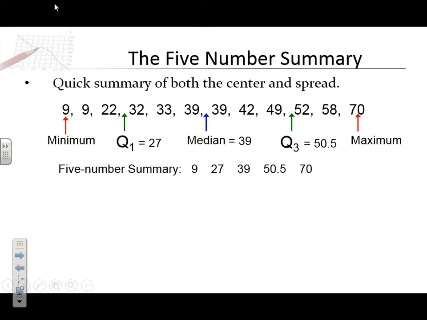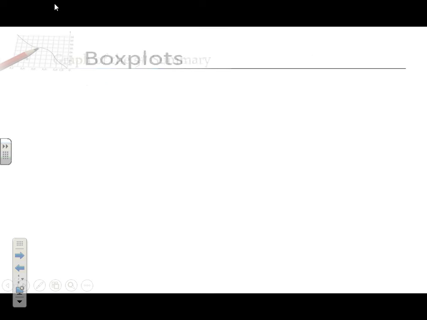So minimum of 9, then 27, 39, 50.5, and 70. And they should know that those numbers go in order of minimum first, quartile 1, median, quartile 3, and then maximum. So when you report your 5-number summary, this is the way I want you to do it. Just list the 5 numbers, keep enough space in between them that you can tell they're completely separate entries. We okay with that? All right.